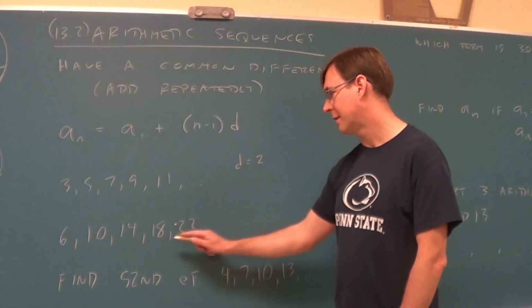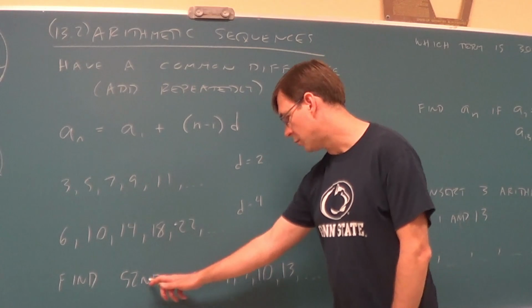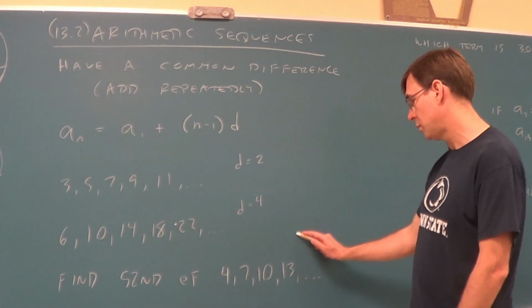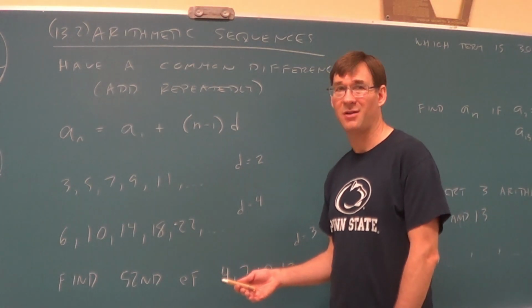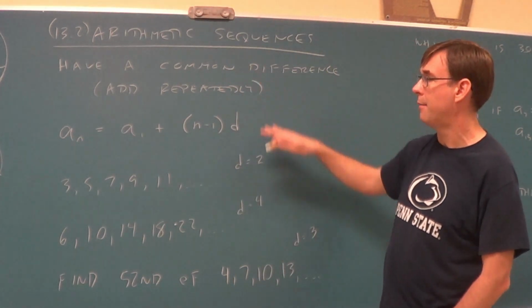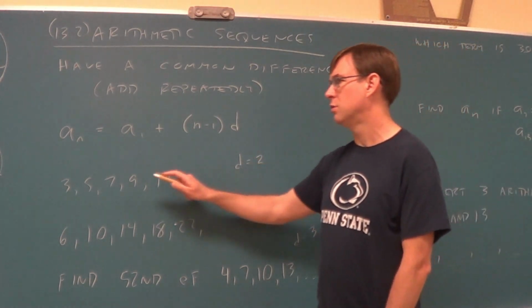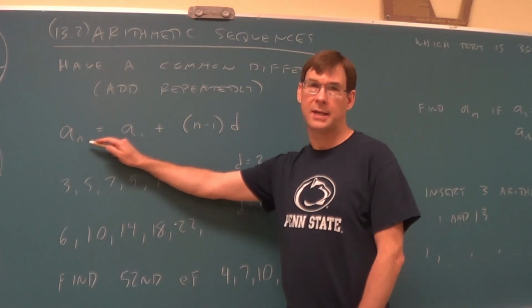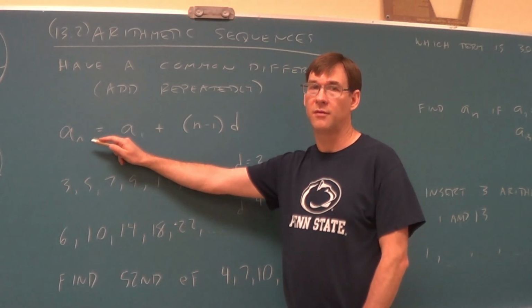If we go to attack this one, the difference is 4. If we go to attack this thing, the difference would be 3. That's not usually all they ask, but sometimes they'll ask you just what's the difference. And so the difference is that common number that got added repeatedly. More often what they're going to ask you to do is find the general term, either because that's all they want or because they want you to use the general term to do some sort of math.